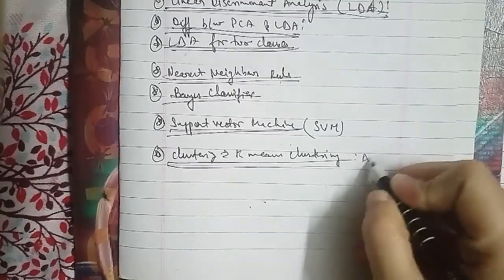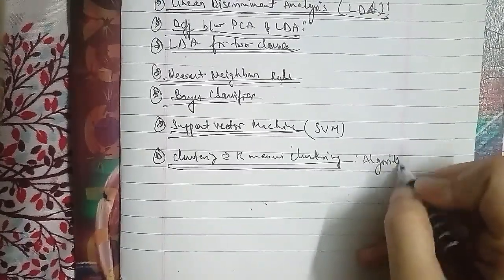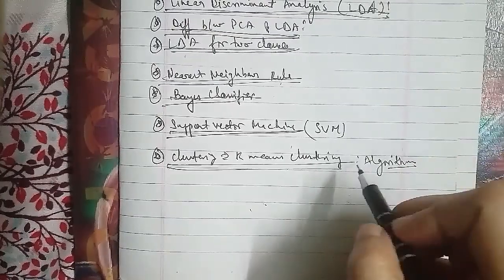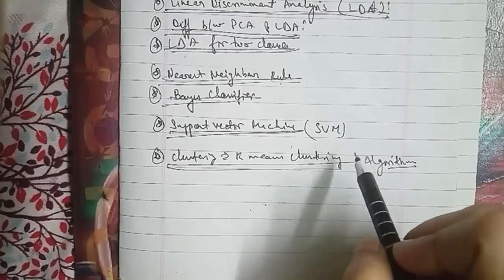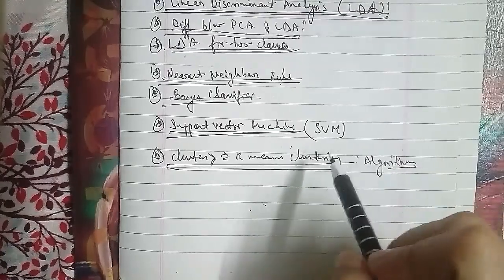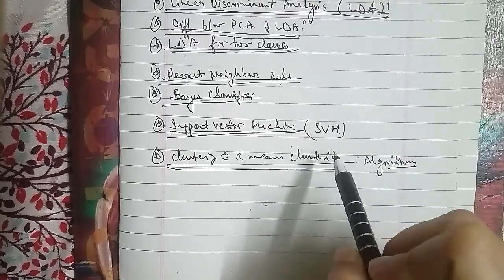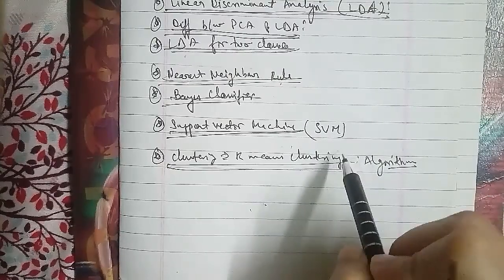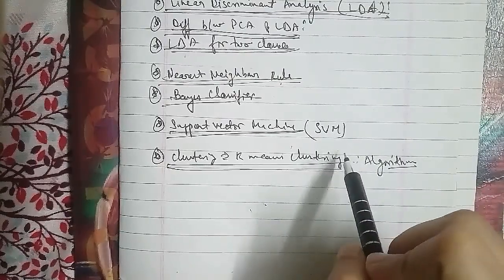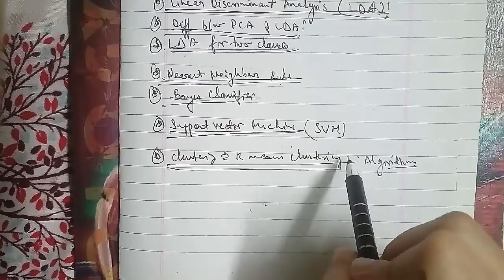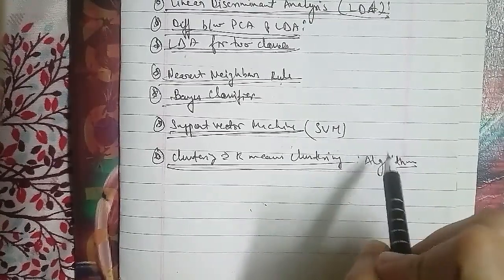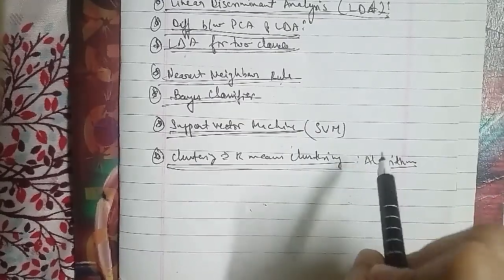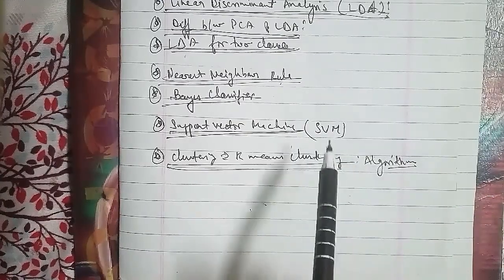the algorithm is composed of the following steps. Place k points into the space represented by the objects that are being clustered, and these points represent the initial group centroids. Assign each object to the group that has the closest centroid. When all the objects have been assigned, recalculate the position of the k centroids, and repeat the second and third steps until the centroids no longer move.